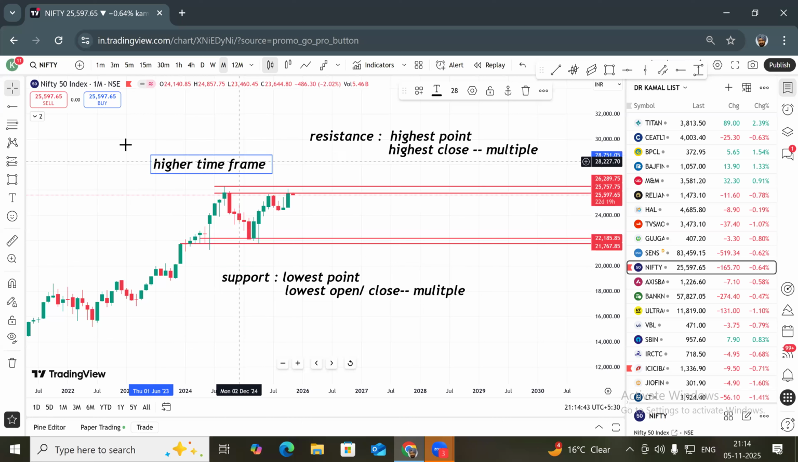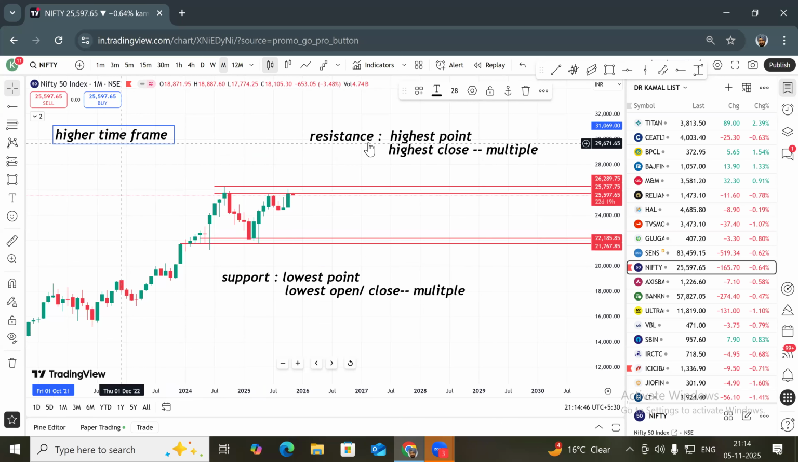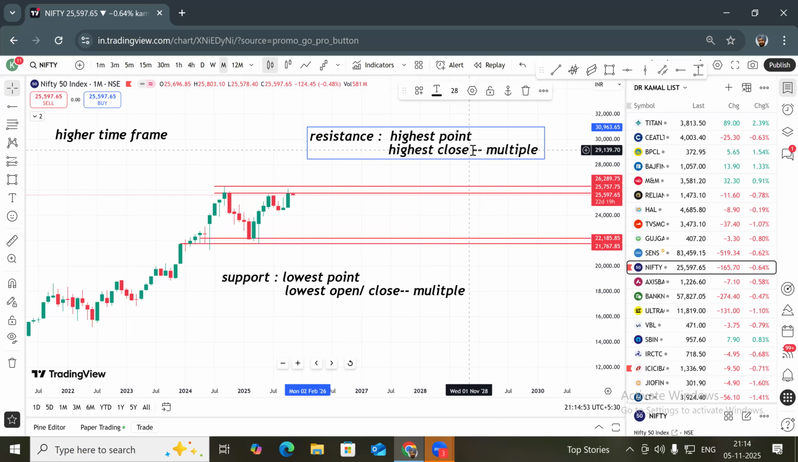So first thing is your higher time frame is to be done. For resistance, you have to use the highest point and the highest close, or whatever you can say open, because in a red candle, you may have the highest point as an open multiple times. So either the close happened, this is the open, this is again the close. This is the highest wick we have. So we have marked it on the wick and we have practically made 3 bodies to be touched.